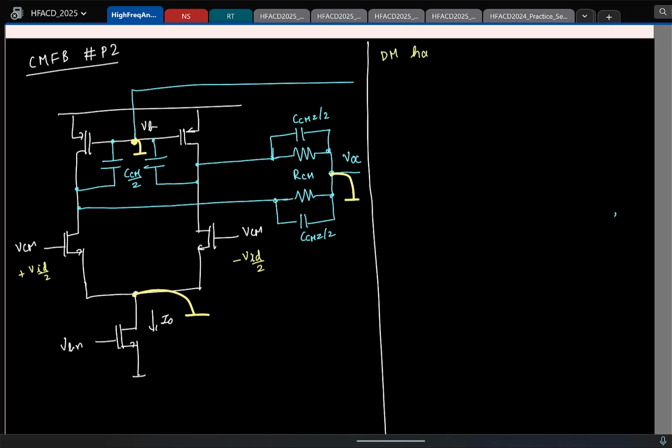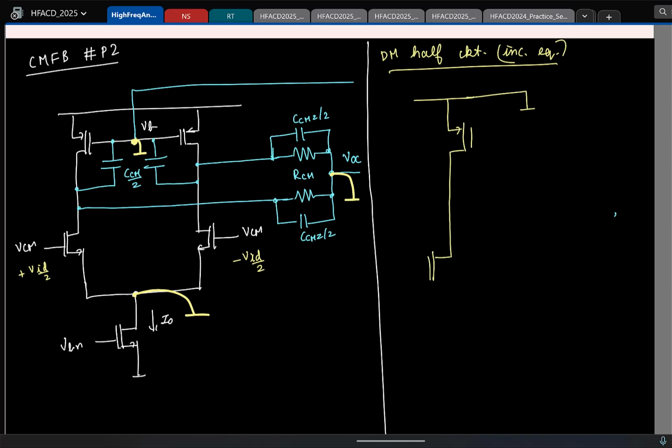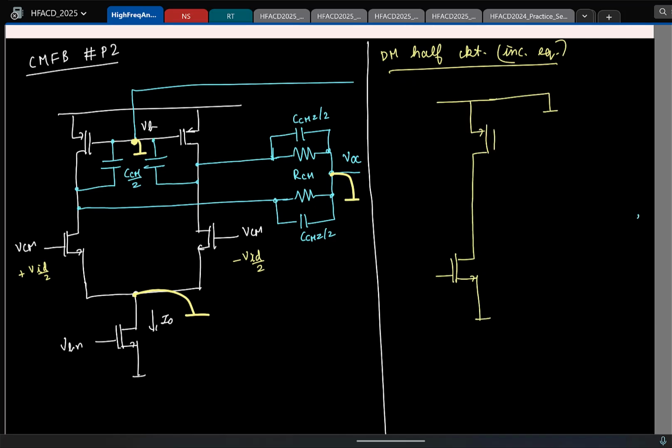This is the differential mode half circuit, but small signal equivalent, okay, incremental equivalent. So first I'll just draw the PMOS and NMOS, the main things. PMOS source is grounded. This is the main part of your differential amplifier. Let us say I apply plus VID by 2 and call the output VOP as plus VO by 2. This much is the bare minimum.